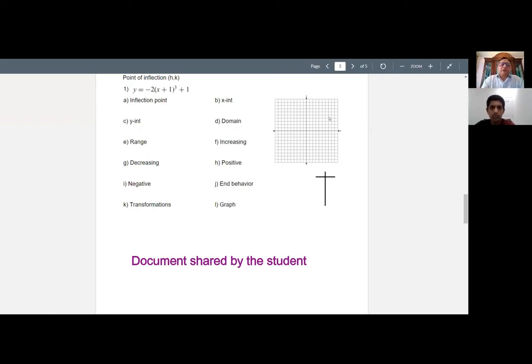So you understand what the cubic functions are, right? Yeah. Great. So I'd like you to answer the question, and wherever there is a doubt, I'll try to guide you. So we have this equation, which is y equals minus 2 times x plus 1 whole cube plus 1. Tell me, point of inflection. That is the first thing you want to find. Negative 1 comma 1.